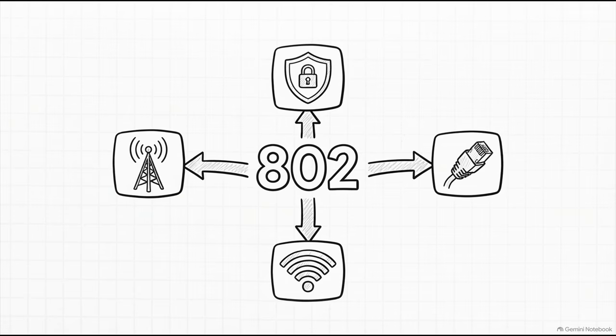We've got 802.1 for general standards and security. We have 802.11, which you probably just call Wi-Fi, and 802.16 for WiMAX. But the one we really care about today is 802.3. The 802.3 working group is entirely in charge of creating Ethernet standards. In fact, today, if you say 802.3 or Ethernet, you're basically saying the exact same thing.